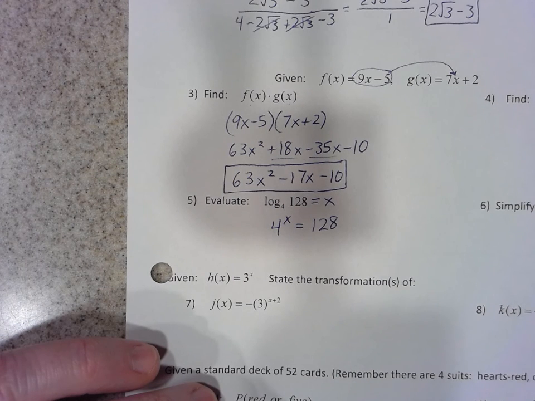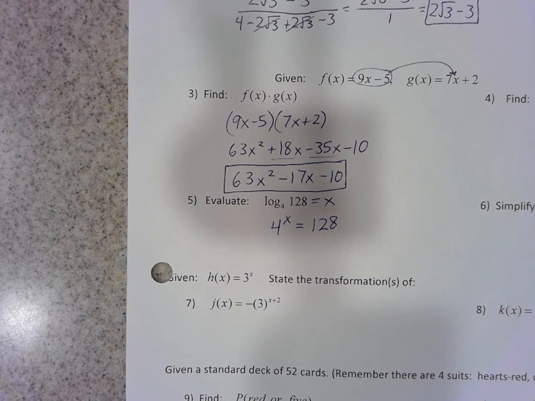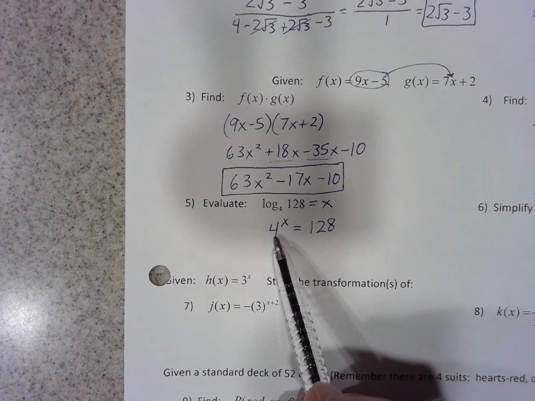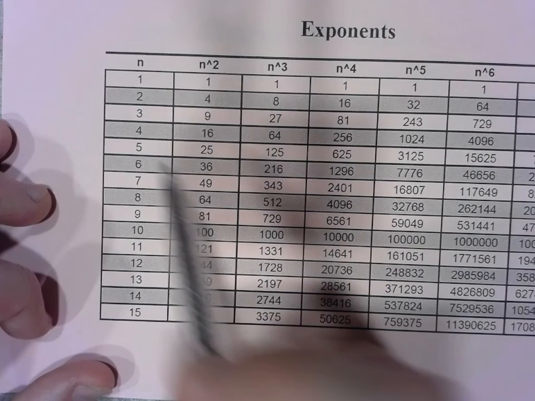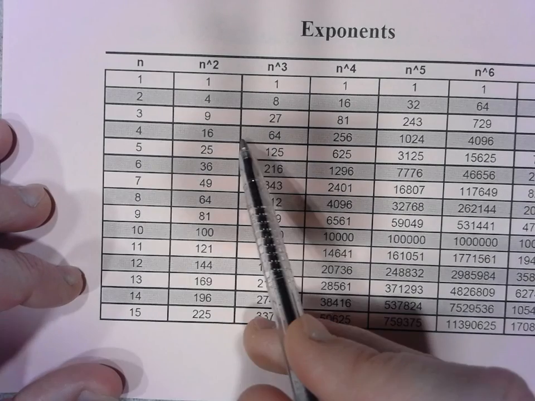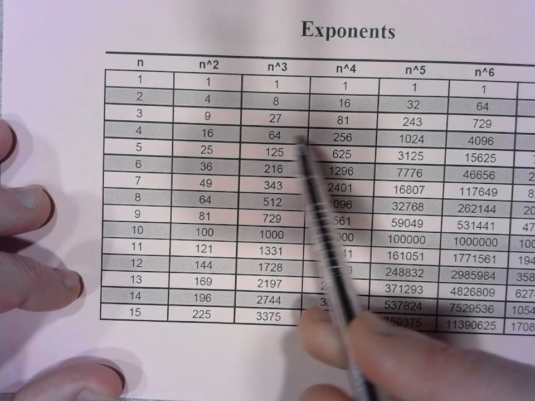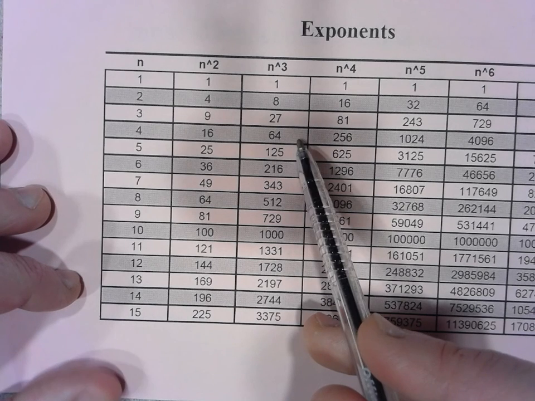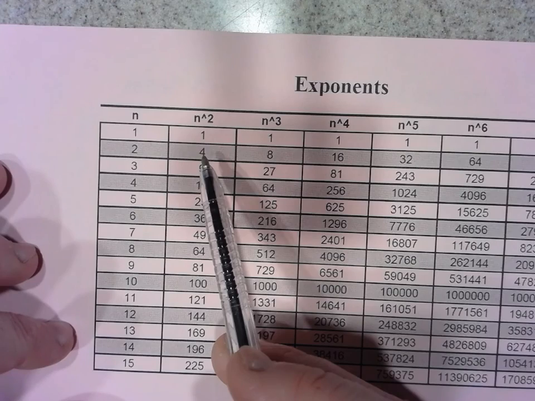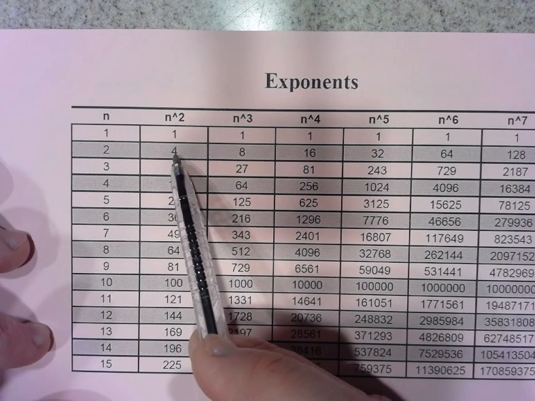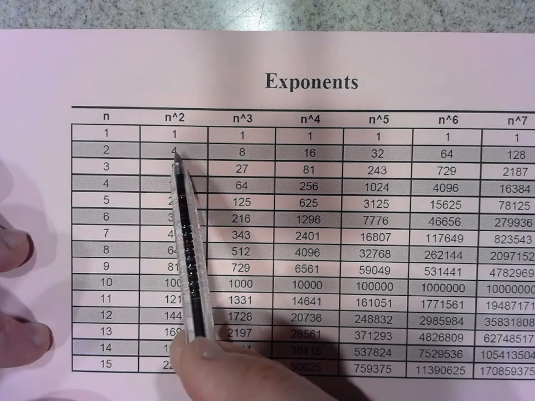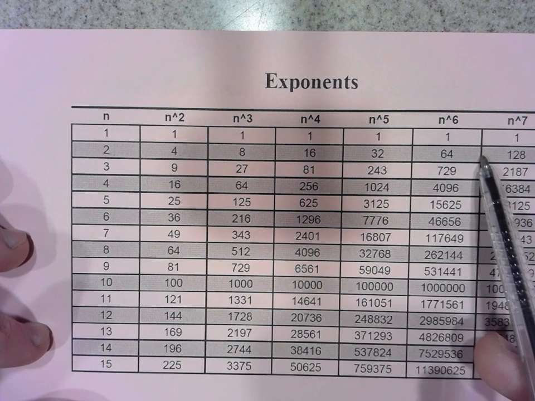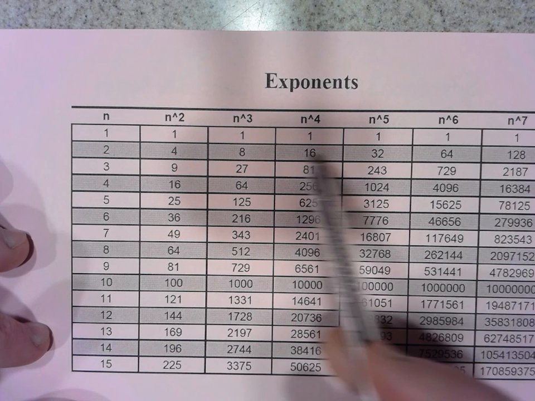At this point, I want to refer to my exponent worksheet because I need to figure out how to write 4 and 128 using the same base. So if I look at my exponent sheet, I see 4 to some power never becomes 128, or not with a whole number. But if I look up another line, I see that 4 and 128 are both powers of 2. 4 is 2 to the second power, and 128 is 2 to the 7th power.